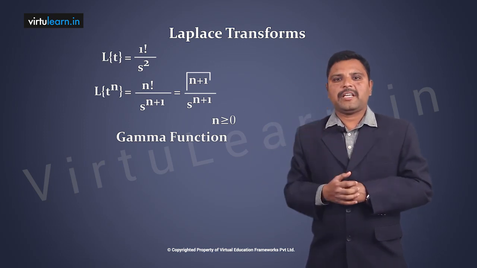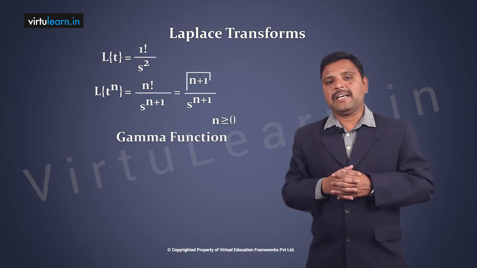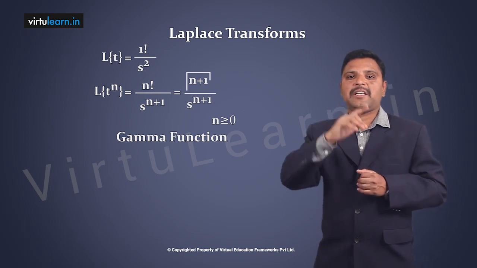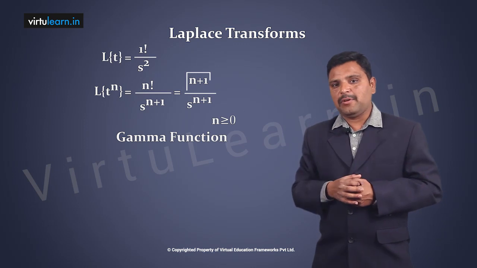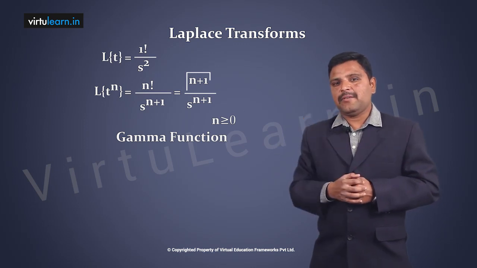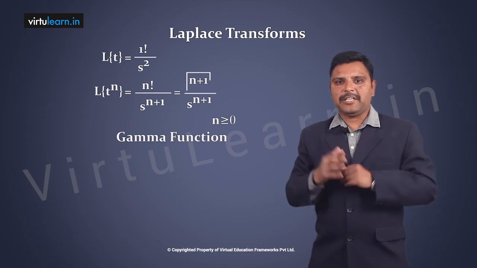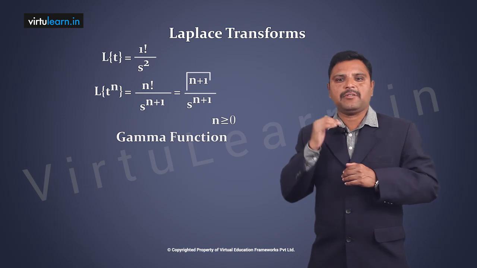Then how should I calculate, and why should I use this formula? Suppose t square is there. T square means 2 factorial by s cube. The formula is n factorial by s power n plus 1. If t power n is available and n is a positive integer, then we can calculate it very easily.